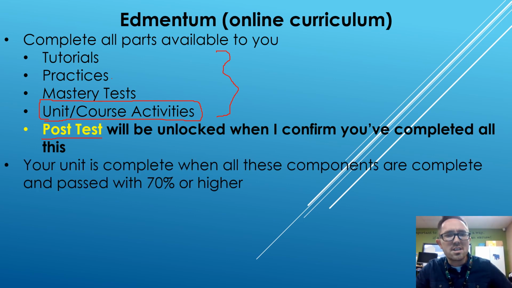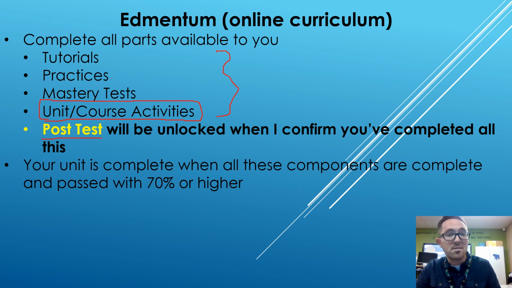Quick note, your unit is complete when all these components are completed and passed with at least a 70% or higher. So just so that's clear, if you've been working, that's awesome. I need you to be working constantly to get this course done in time. But it doesn't mean that a unit's done until all the parts from that unit are finished by you, checked by me, you've taken your post-test and passed all those mastery tests and all those post-tests with at least a 70% or higher.